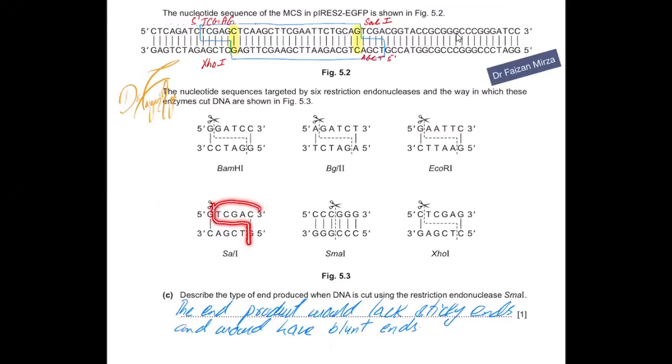in such a way that TCGAC, this line, ends up being produced. So this is the site where it is producing the cut, and this is the complementary sequence to it. Similarly, the other enzyme produces its cut site here.